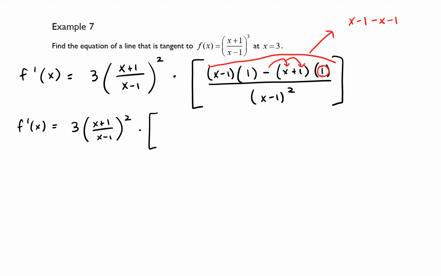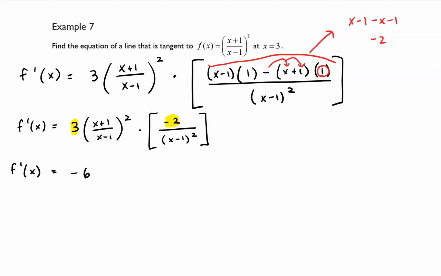So if I simplify that, that leaves me with negative 2 as my numerator. So this should be negative 2 over (x minus 1) squared, like that. And then we get f prime of x equals, I'm going to multiply the 3 and the negative 2 together. So that would give me negative 6.